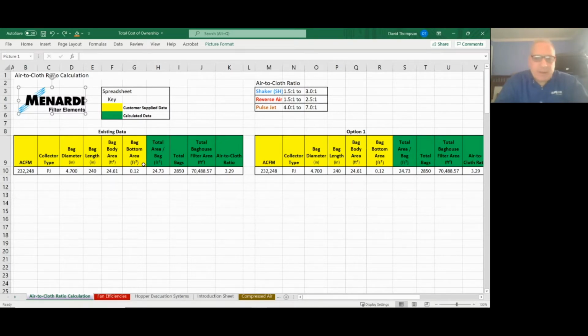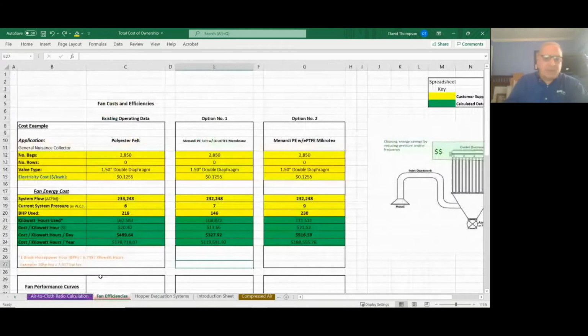And based upon that, it's sized okay. It's good. Other things to consider in this, and we'll talk about that further on, is grain loading or dirt loading, and the type of particulate that you're catching. That can affect that, even if your air to cloth ratio is good. So the next thing we look at is fan efficiencies.